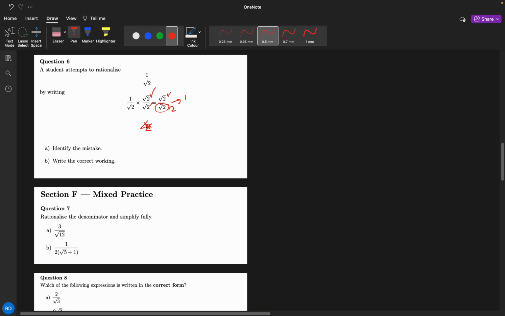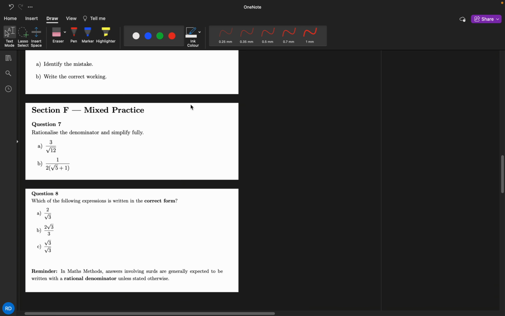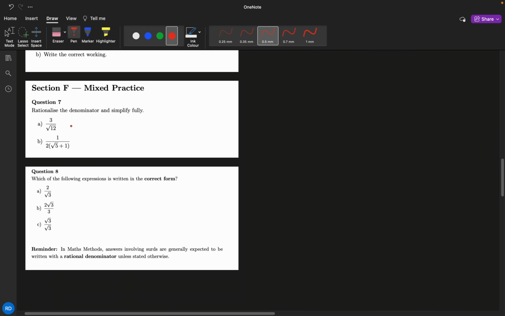So this is what I'm talking about with making sure that you have to have the root 2 on top of the root 2. You can't just multiply by root 2 in general because it's not equal to 1. So yeah, correct answer should be root 2 on 2. Cool, that one's pretty simple. And then these two, okay, these ones look a little more tricky. We're just rationalizing and simplifying again.